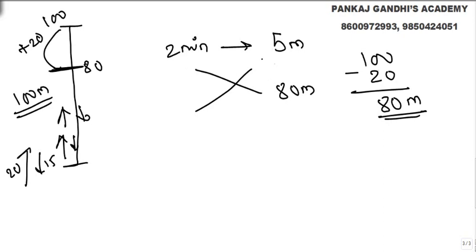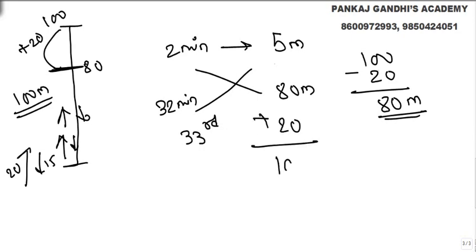meters. 2 minutes 5 meters. First we need to check, is 80 a multiple of 5? Yes. 2 minutes 5, how many minutes 80? Up, down, so total 32 minutes. In the next minute, it can easily go up 20, and it will reach the top. So in the 33rd minute, the monkey will reach the height of 100 meters.